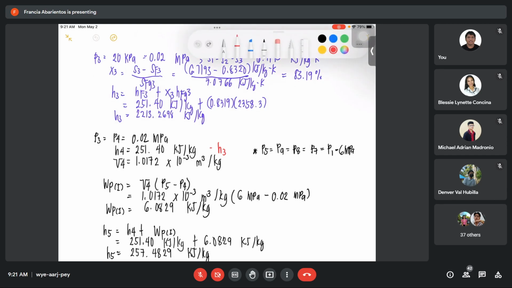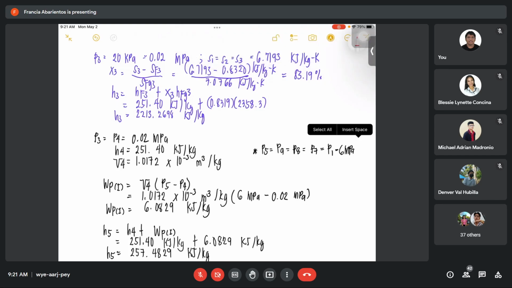Ayan. Constant yung pressure natin. So, baliktad. And this is equal to PF3. Okay? So, given sa atin yung condenser pressure natin. Makukuha na natin using the steam table.